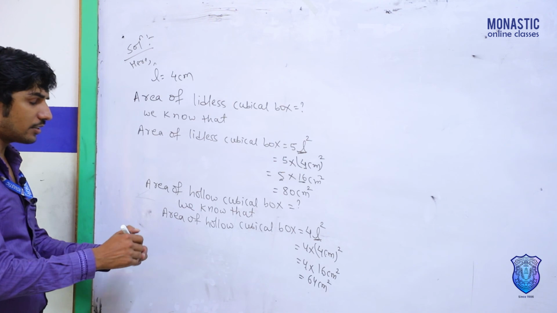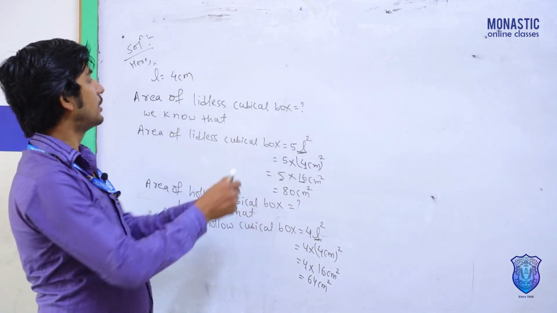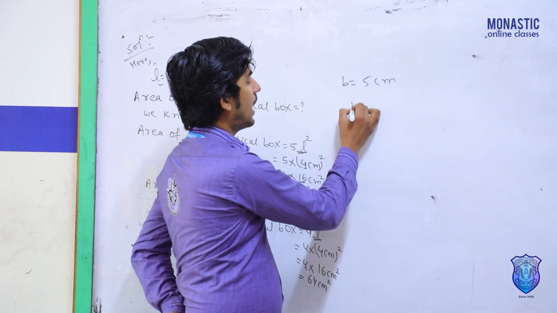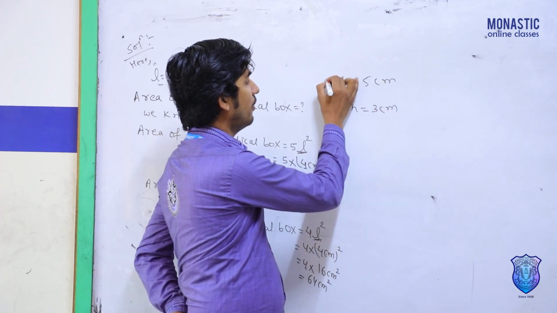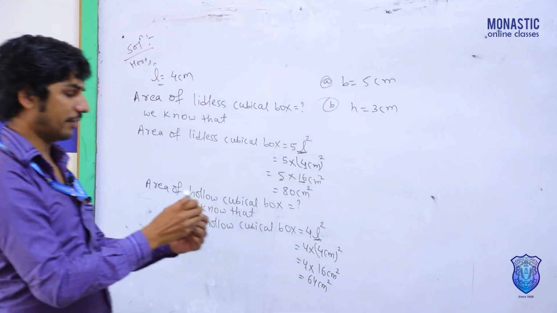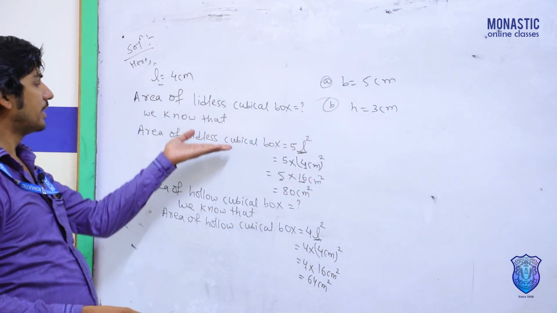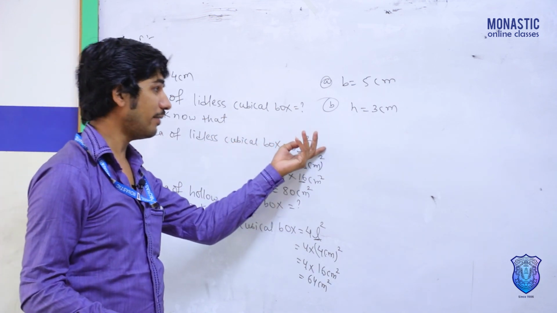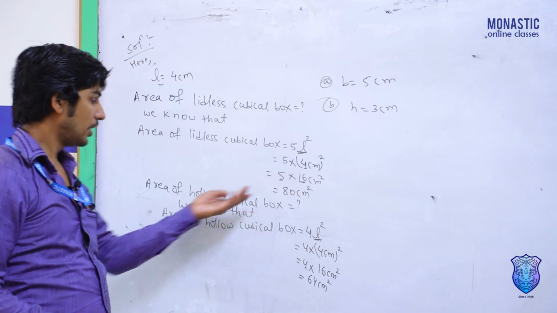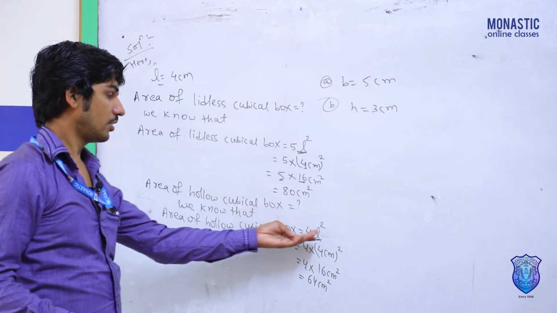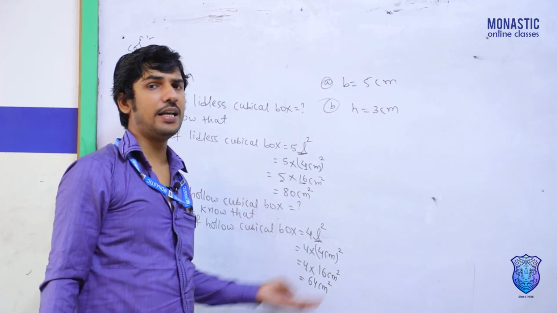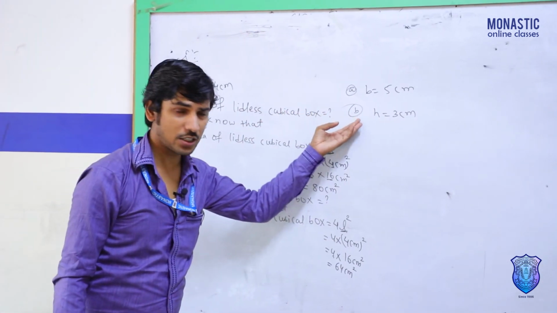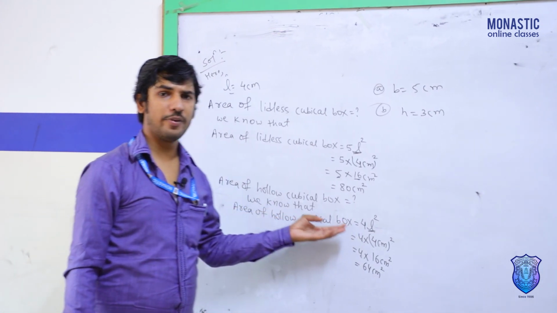So like this, means if instead of this length, if given b is equal to 5 cm, height is equal to 3 cm, if like this question is given there, so simply by using this, area of lidless cubical box is equal to 5L square. Find this. Cube means hollow cubical box. Apply like this and simply you can find that area of lidless cubical box and area of hollow cubical box.